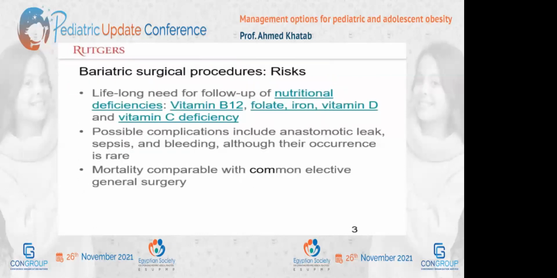Of course, bariatric surgical procedures come with risk. There's a lifelong need to follow up nutritional deficiencies such as vitamin B12, folic acid, iron, and vitamin D deficiencies. Although rare, possible complications include leakage and anastomosis, sepsis, bleeding, and mortality is comparable to common elective general surgery.